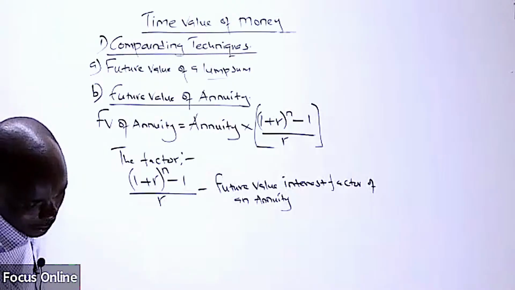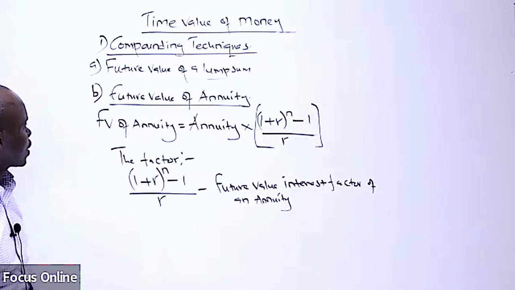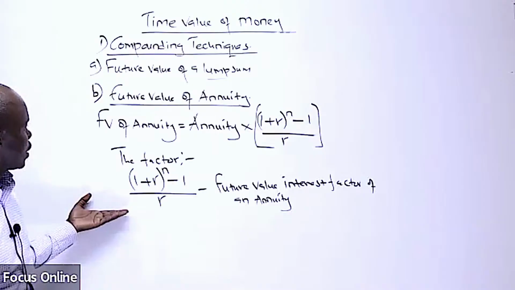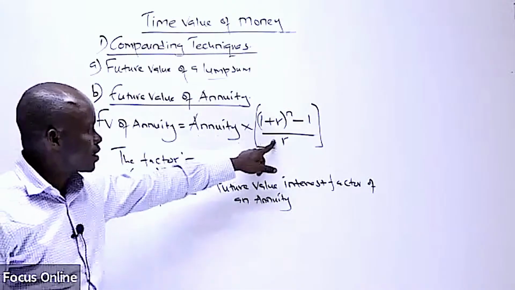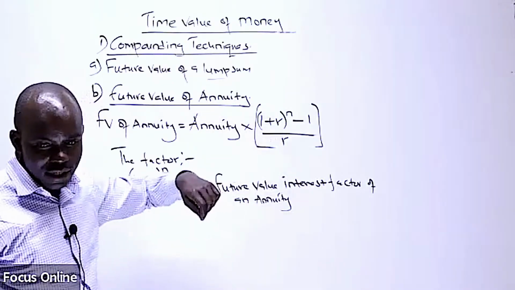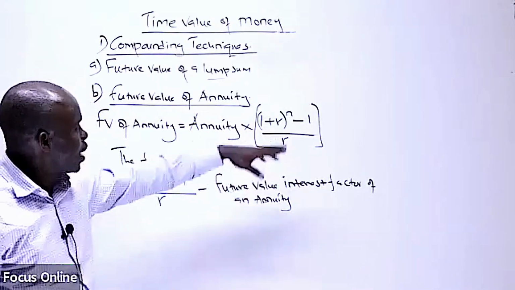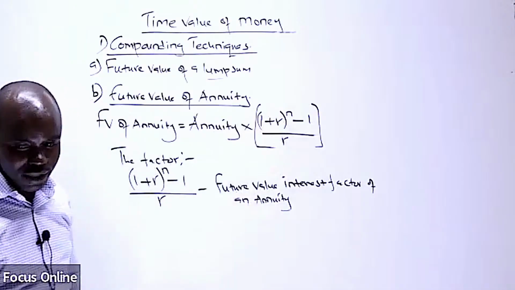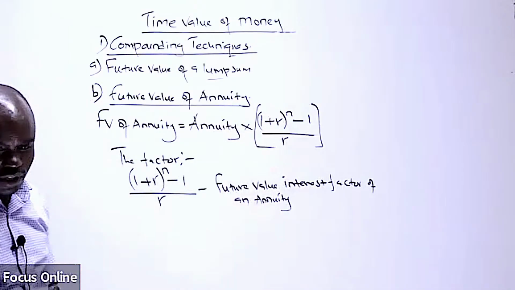So any question here? There is nothing to explain. We know r is the rate of return or the interest rate. n is the number of periods. So there is nothing to explain.